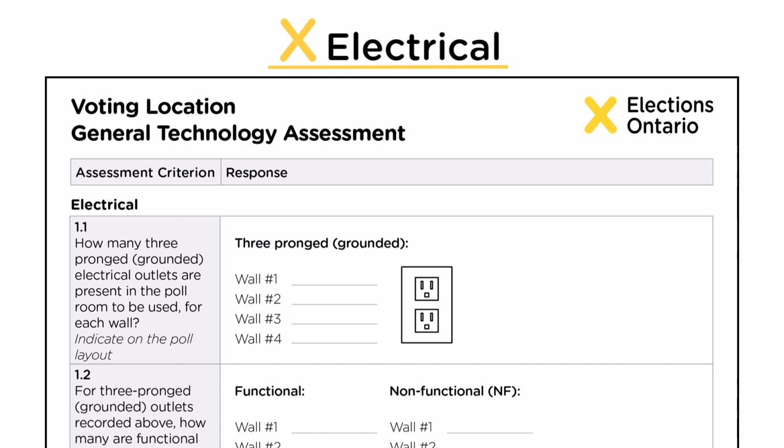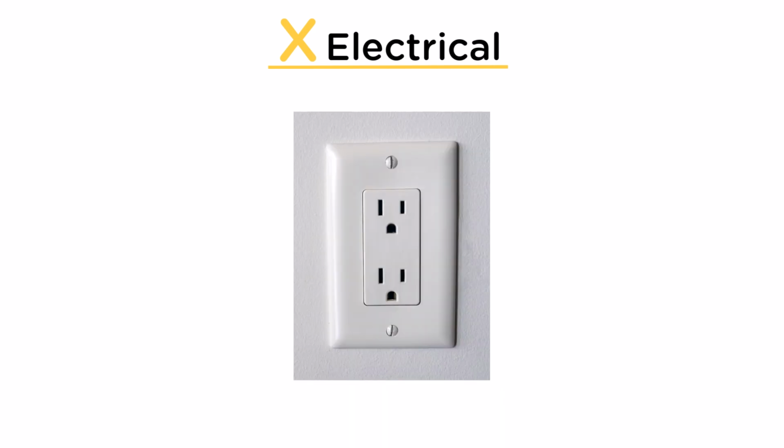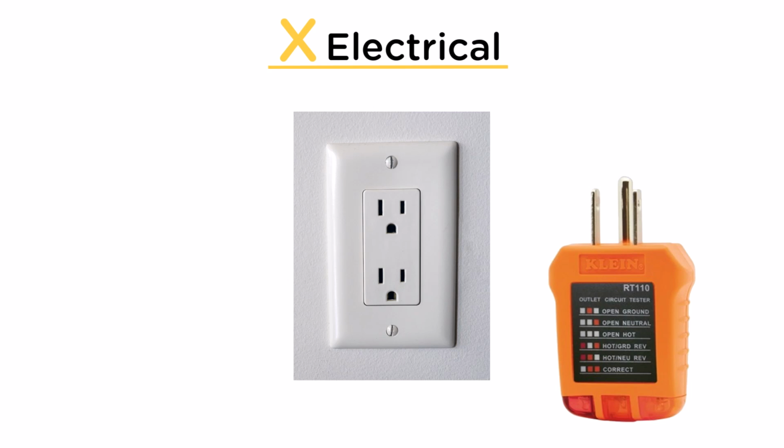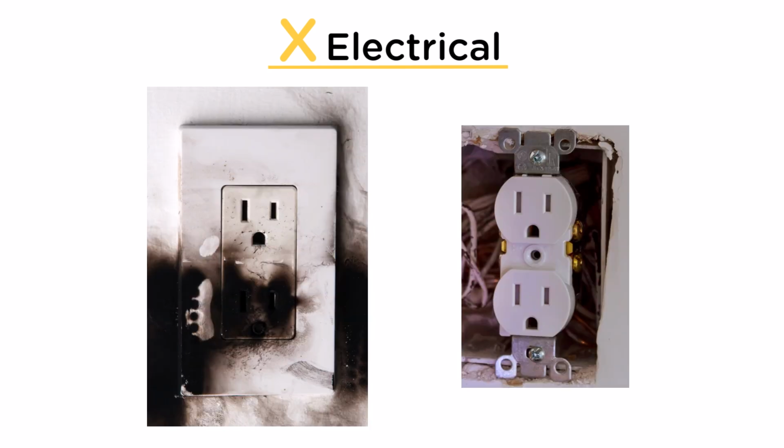Electrical. To complete this section, you will identify the total number of 3-pronged electrical outlets on each wall in the voting room. Test the 3-pronged outlets using the receptacle tester, and record how many are functional and non-functional for each wall. Record how many electrical outlets have physical issues for each wall, such as blackened, loose, or missing cover plates. Describe all known electrical issues in the location.